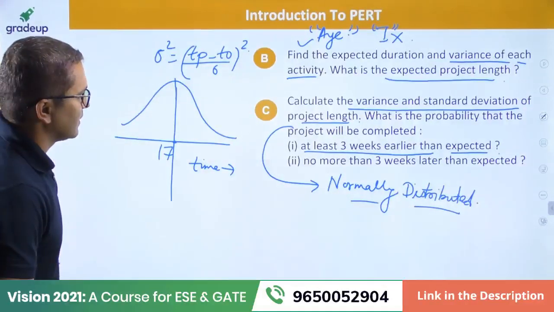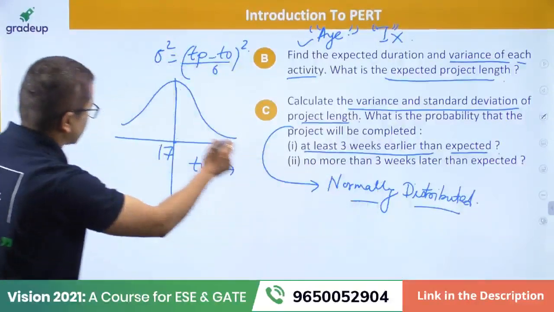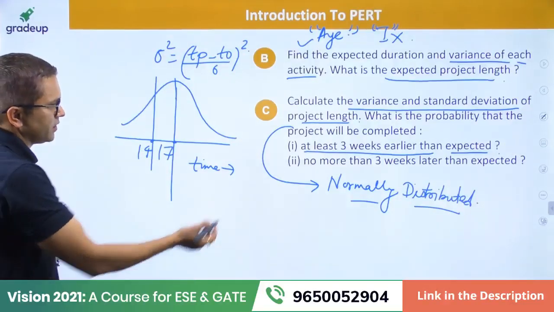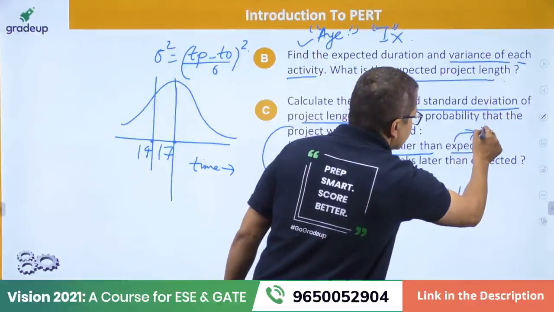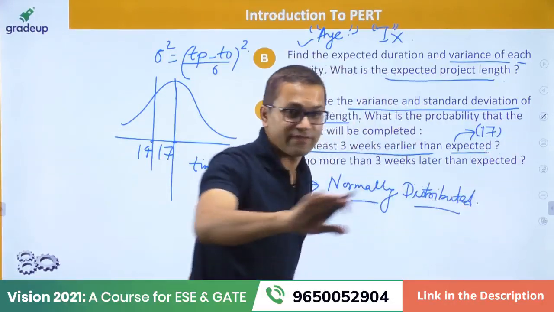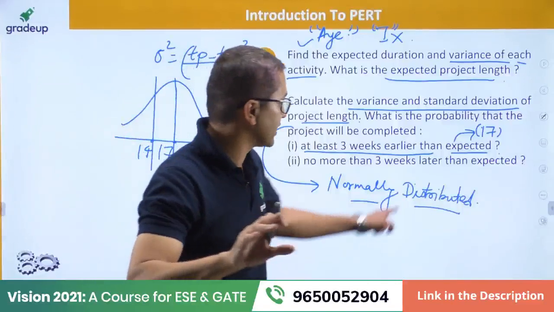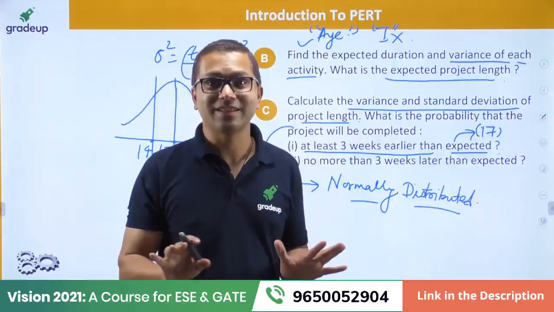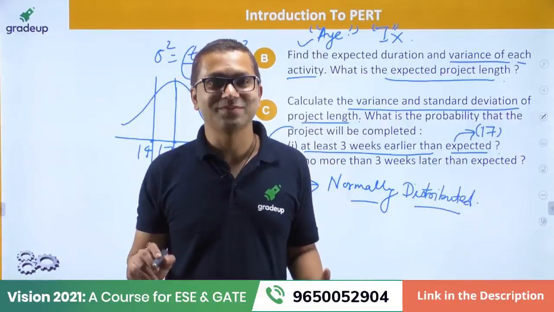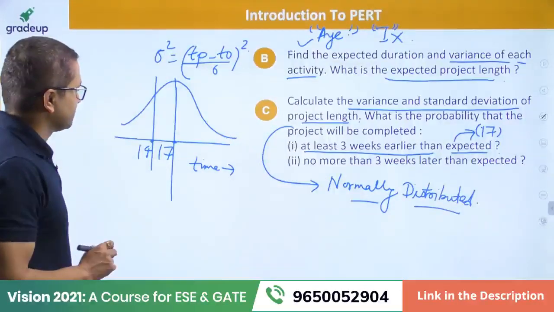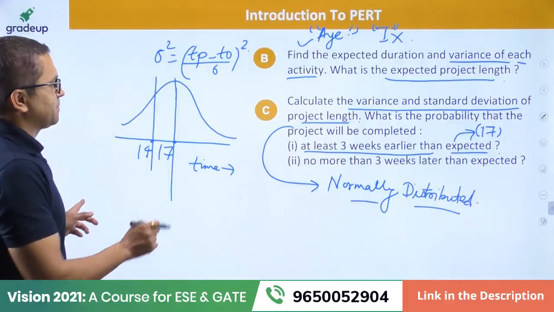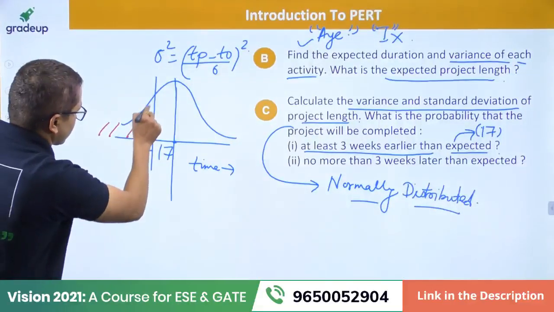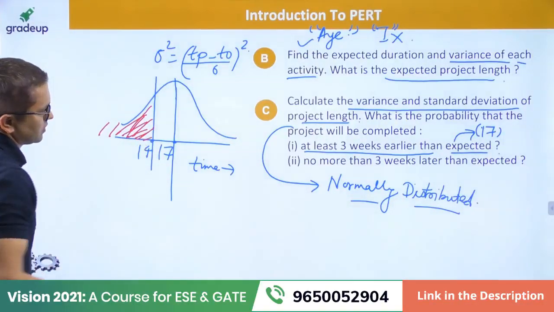So what it says is, at least 3 weeks earlier than expected. So we are talking about this. 3 weeks means 14 we are talking about, right? 3 weeks earlier than expected. Expected is 17. Expected means always average, guys. Wherever you notice this word expectation, expectation is nothing but average, always remember. We'll also talk about this in mathematics. So 3 weeks earlier than expected, it's talking about this region. We are talking about this region, all right?